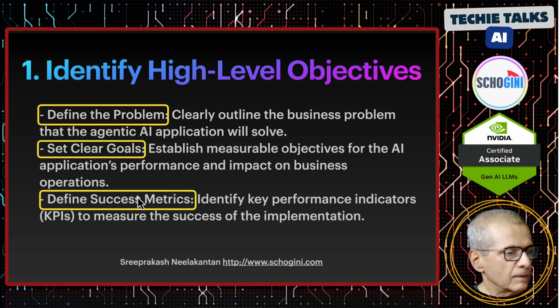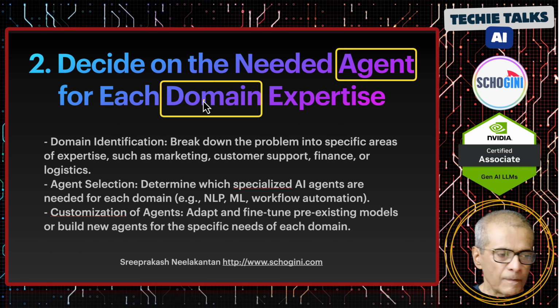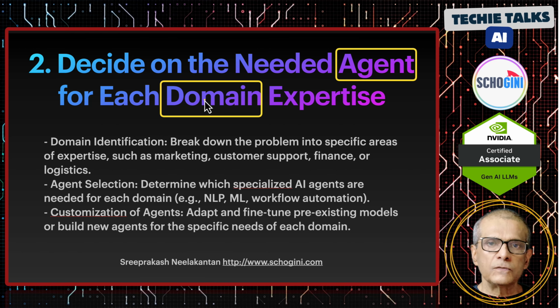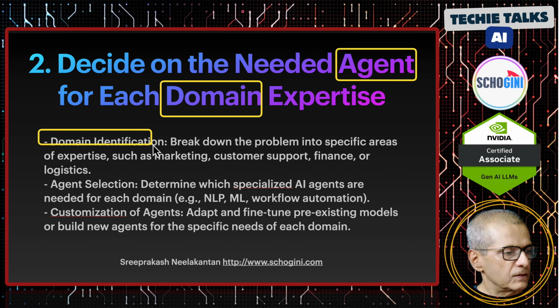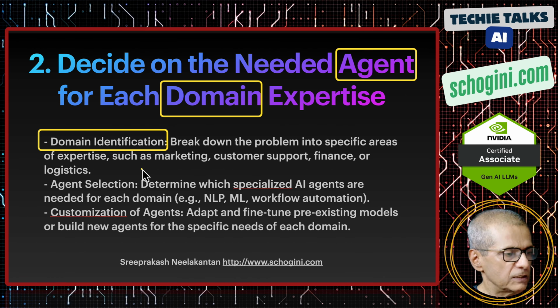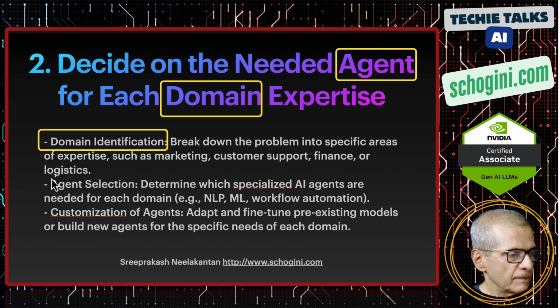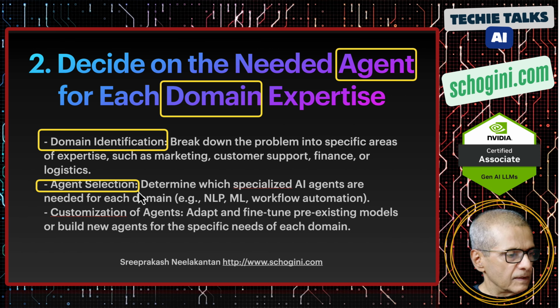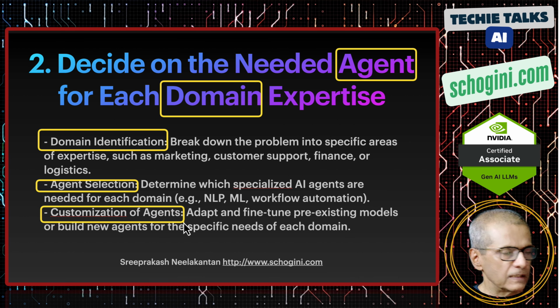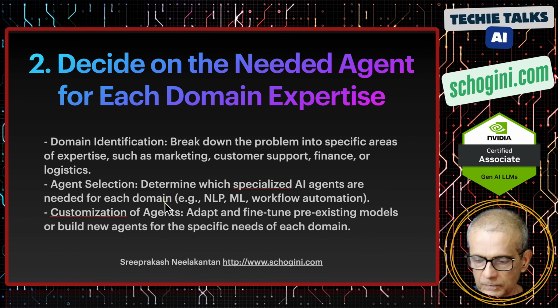Okay. Decide on the needed agents for each domain expertise. So you split your application into different domains and then assign agents for those domains. First thing is domain identification. Break down the problem into specific areas of expertise such as marketing, customer support, finance, or logistics. Then you select the agents. Finally, you customize the agents. So we will see them as we proceed.